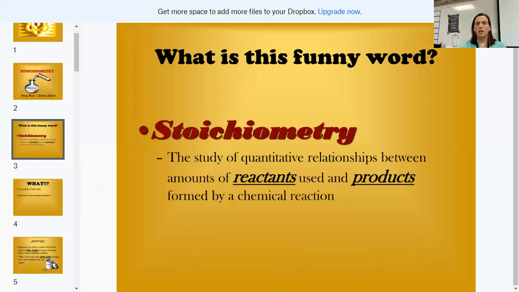It's the study of quantitative relationships. Remember that quantitative is talking about numbers, values between the amount of reactants used and products formed in a chemical reaction. Remember we have reactants on the left side, products on the right side, and an arrow that separates them. So it's how much we start with on the left side can create how much on the right side. That's what stoichiometry is talking about.